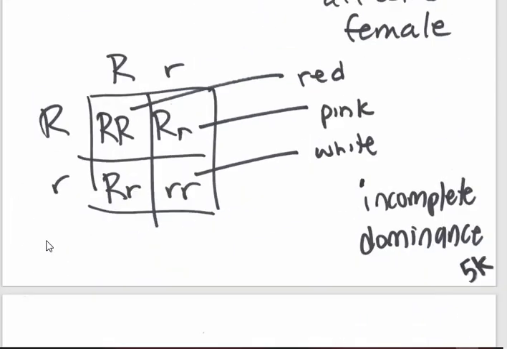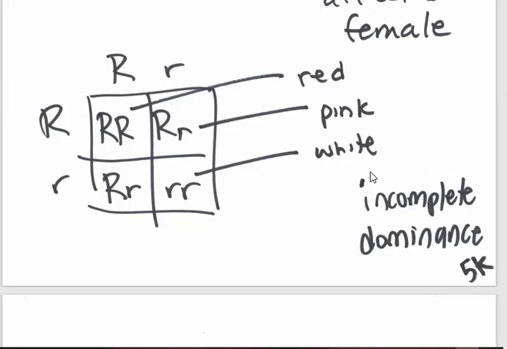Let's look at a Punnett square for just a minute. It's possible that a dominant allele does not always result in a majority trait, red, and in this case the homozygous recessive combo results in this color.